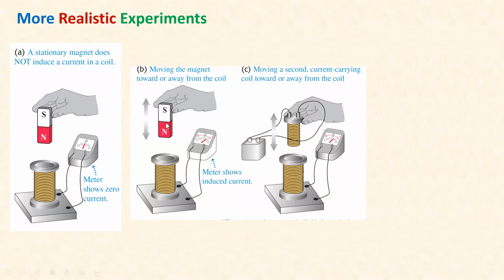with the galvanometer here, if you have a magnet, if the magnet doesn't move, then it doesn't create any current in this coil. But if the magnet moves, it creates some current.